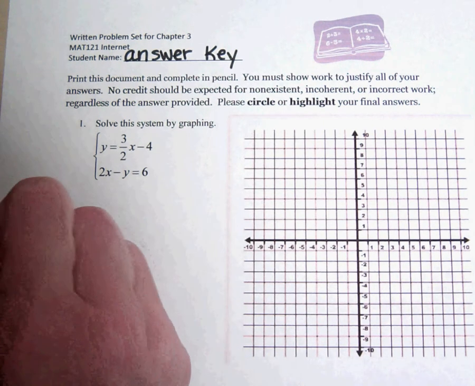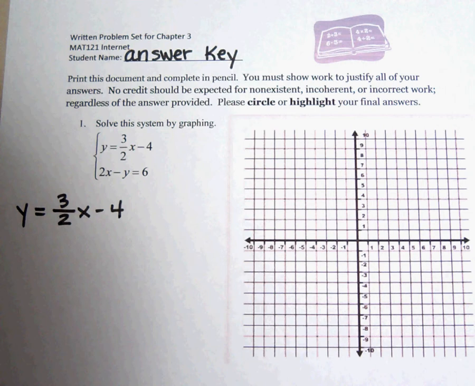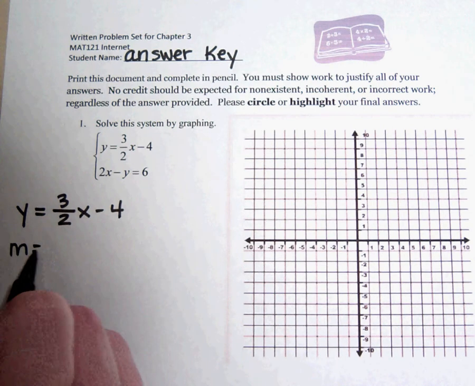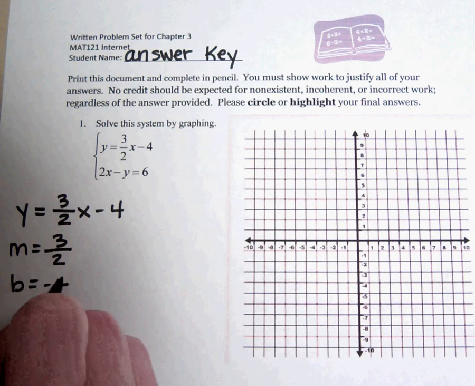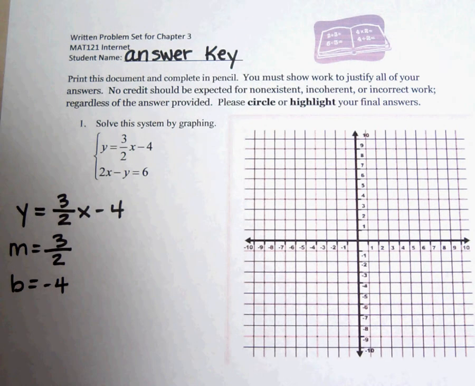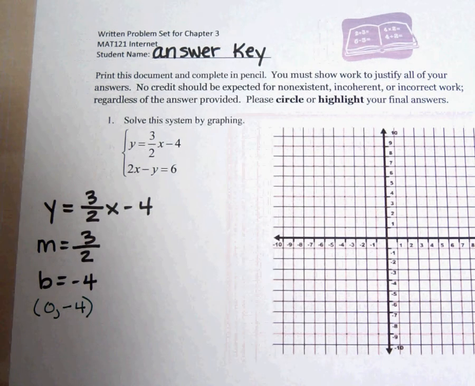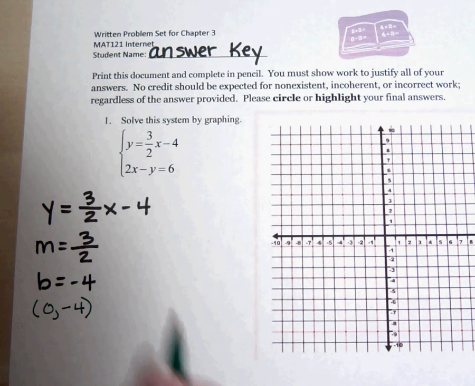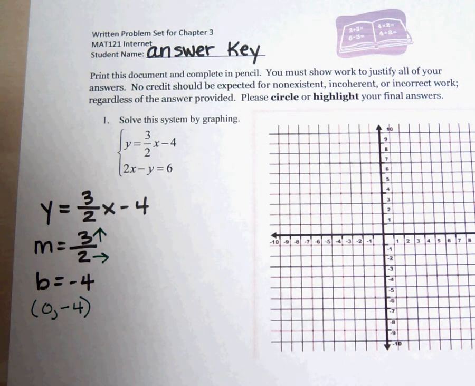So let's just make some notes about the equation. We have y equals 3/2 x minus 4. So the slope is 3/2, and the b value is -4. So that means we are going to place our y-intercept at the point 0, -4. And then from there we are going to count up 3 units and 2 units to the right.